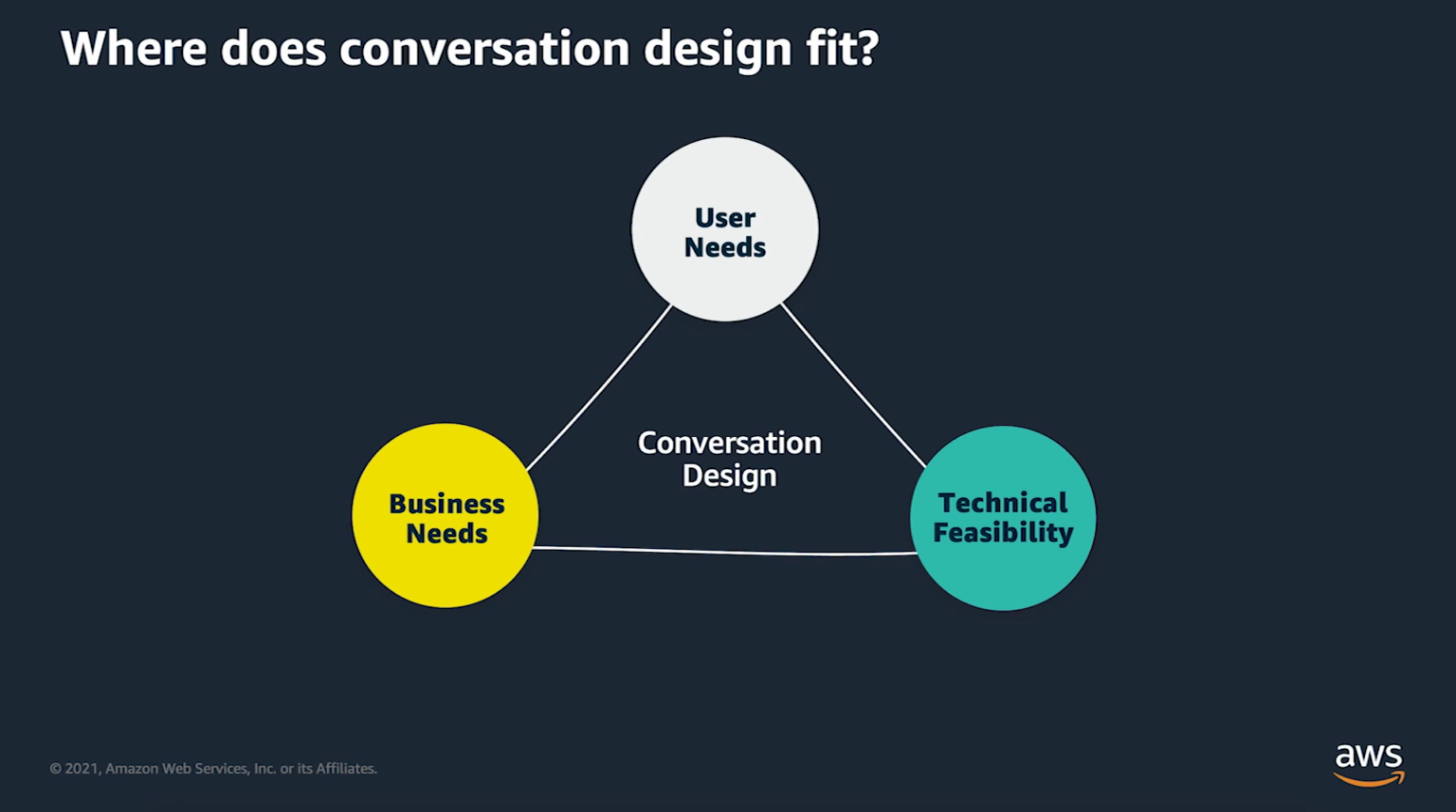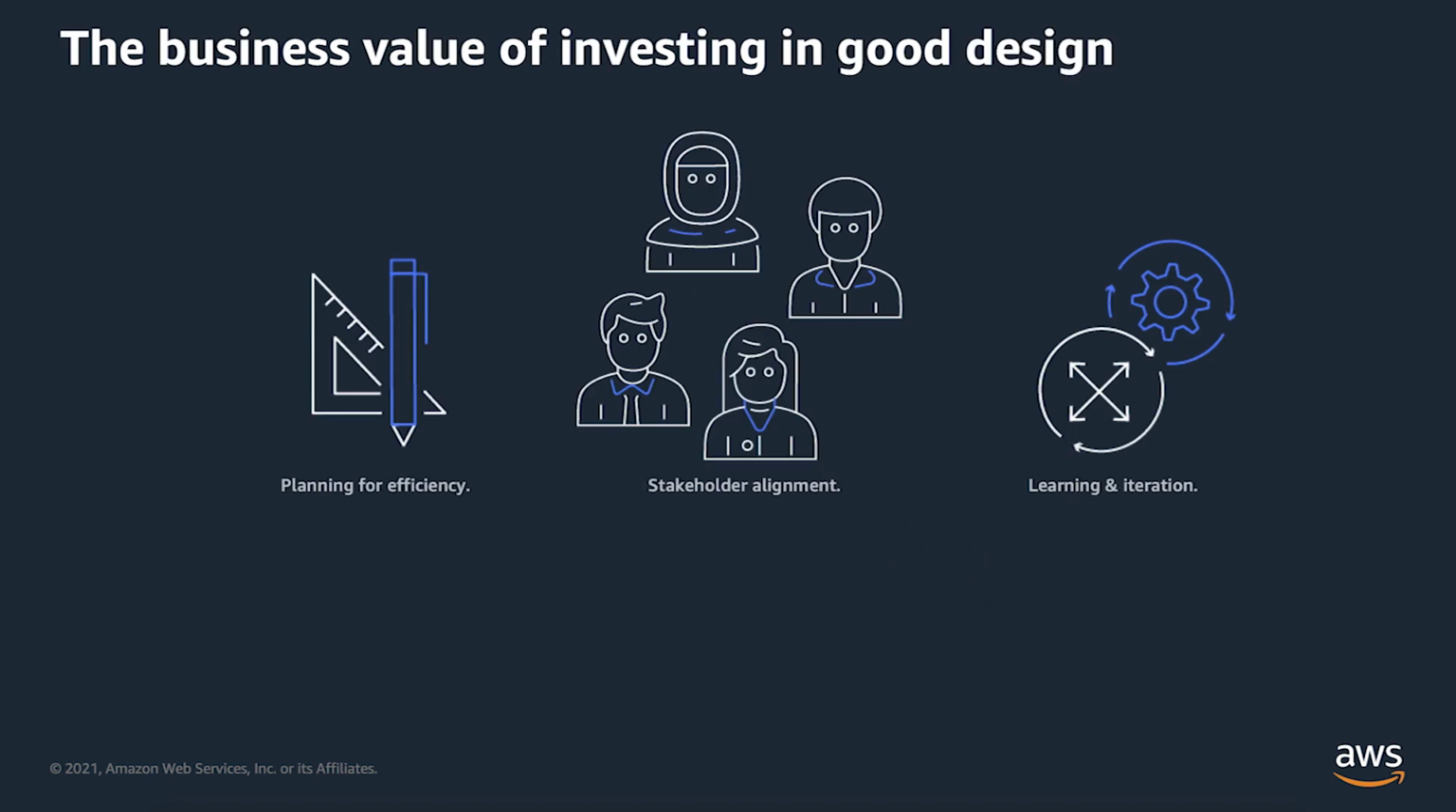The business value of investing in good design is that you can plan for efficiency, you can measure twice and cut once, you can get stakeholder alignment before you build anything, before you write a single line of code, and make sure that everyone is aligned on what you're building. And you can gather information that can help you learn and iterate through the process.